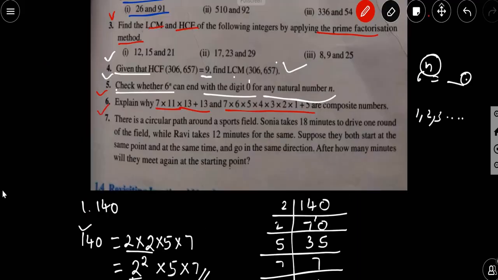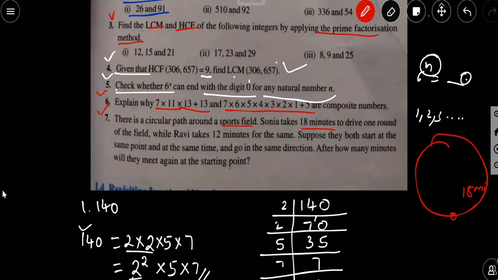The last one is problem number 7. There is a circular path, so either they are running or playing some kind of game. There is a circular path around a sports field. Sonia takes 18 minutes to drive one complete round. So one complete round, if this is Sonia, how much time is she taking? She's taking 18 minutes to complete.